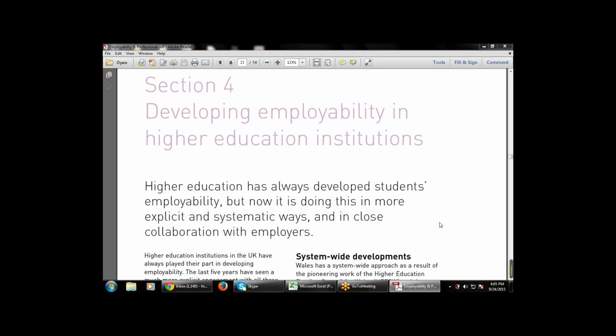Today I'm going to continue with the same module, that is employability and professional development. So let's start with section number 4, that is developing employability in the higher education institution.